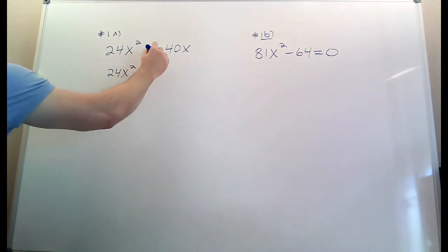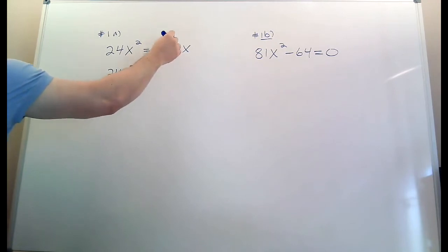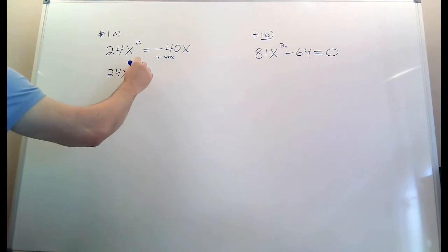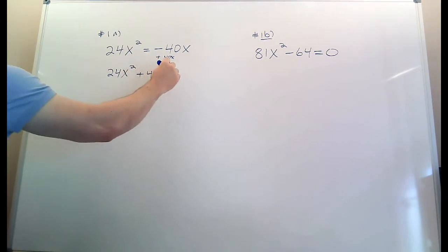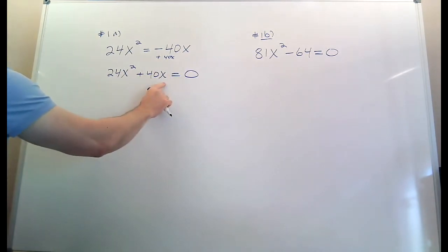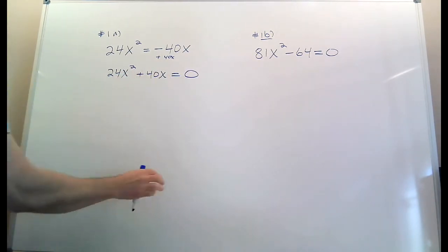So how do you do that? Well, you have to add 40x to that side, right? 40 minus 40 is 0. And then you have to add it to the other side. So I'm going to add the 40x over to the left side so that it's equal to 0, so that I can factor it, and then use the 0 factor property.